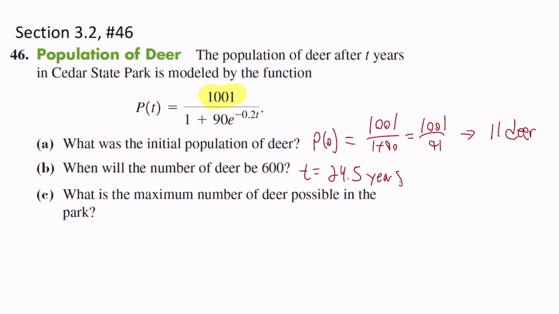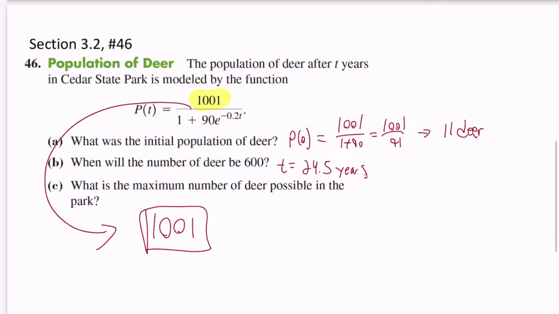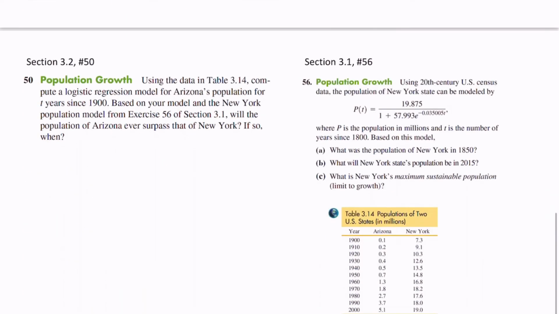What is the maximum number of deer possible in the park? We talked about that at the beginning, actually. The maximum number would be 1001. Again, based on the resources at the park, eventually the deer would just stop propagating, or they would level off. They'd be making more deer, but also they'd be dying at an equal rate, and they'd probably be running out of food. All right.